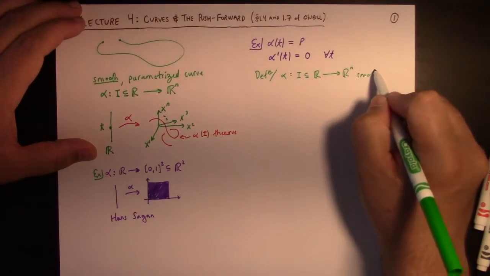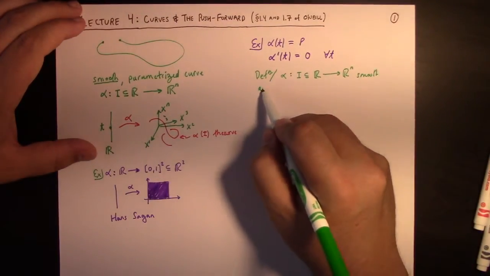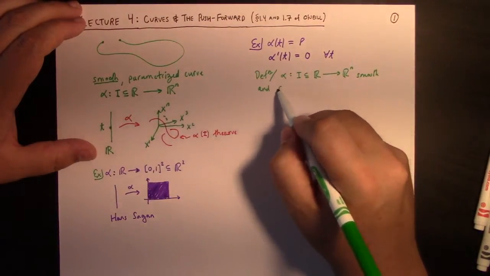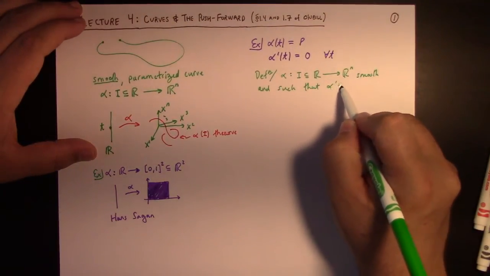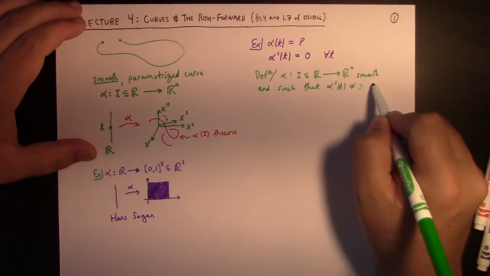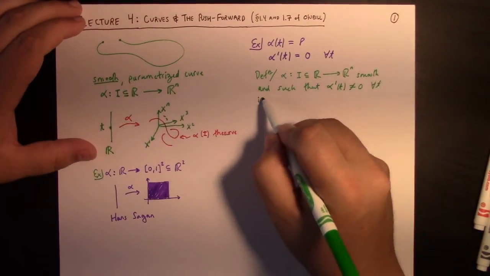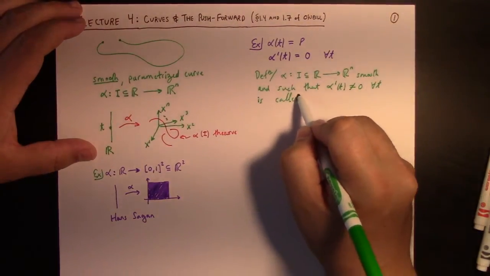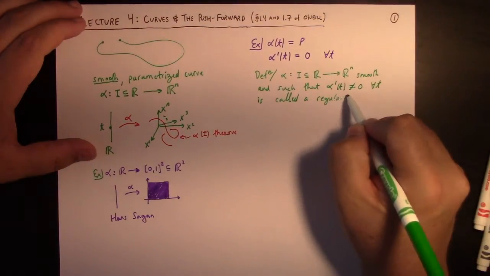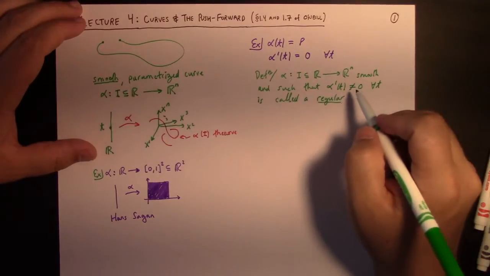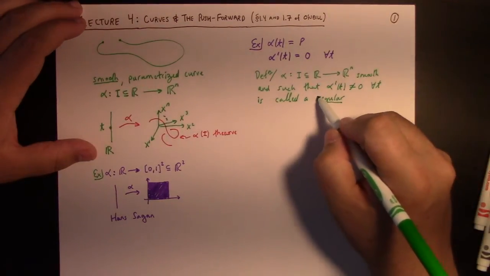Smooth, and such that alpha prime of t is not equal to 0 for all t is called a regular curve. That's really what we want. Sometimes I'll call a regular curve a non-stop curve. It doesn't stop, if you're thinking of it in terms of motion.